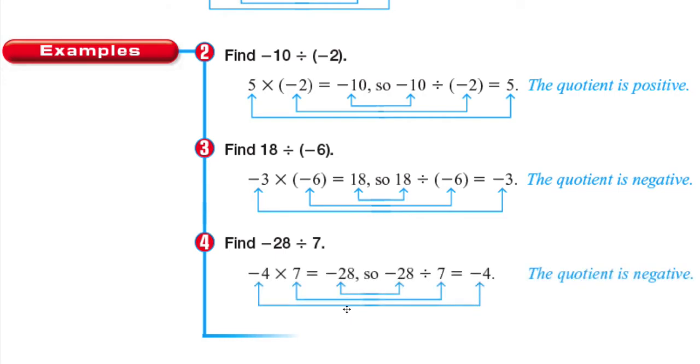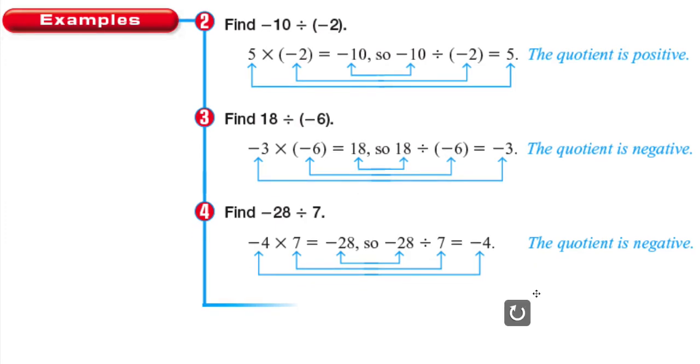Example number 4, negative 28 divided by 7. We know that negative 4 times 7, a negative times a positive, gives us a negative, which is negative 28. We use that information to get the quotient. So we have negative 28 divided by 7. The missing number is negative 4, so the quotient is negative.